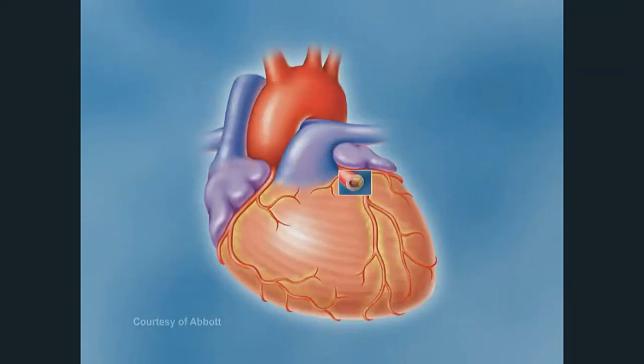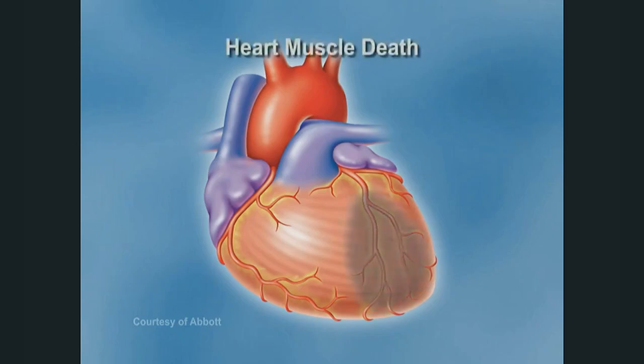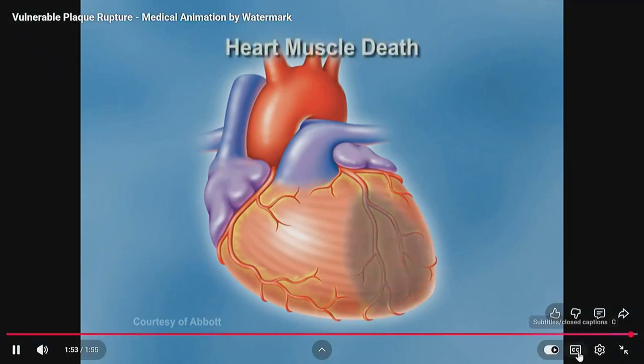The most unfortunate ending of that vulnerable plaque story would be a large occlusive thrombus that causes the heart muscle tissue to die from lack of oxygen. If too much tissue dies, the entire heart can stop working, suddenly killing the patient.